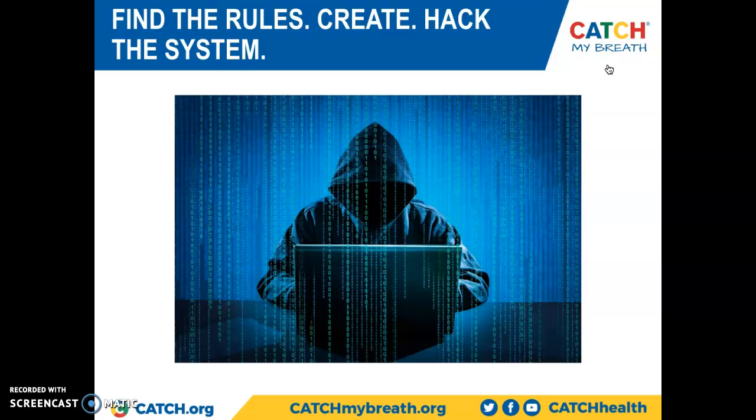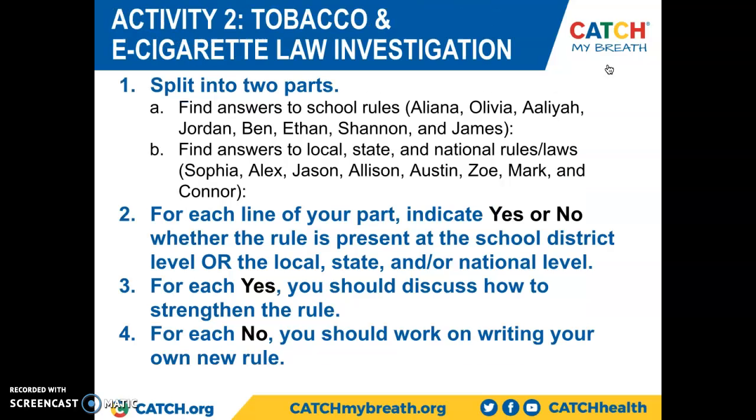Now you get a chance to make new rules or improve rules and share these ideas. The hack the system part of this means that you're going to evaluate school rules that govern youth tobacco and e-cigarettes. So you'll see on the PDF document on Schoology, there are 2 different parts. I'm going to have A, who's listed with A, find answers to the school rules. So Elena, Olivia, Aaliyah, Jordan, Ben, Ethan, Shannon, and James, you're going to be finding the answers to school rules. Not together, unfortunately, on your own. Those under B, finding answers to local, state, and national rules and laws. So that will be Sophia, Alex, Jason, Allison, Austin, Zoe, Mark, and Connor.